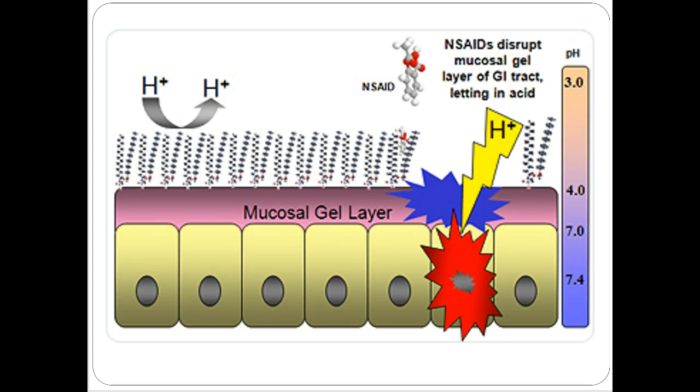So the concept of GI bleeding: we have a decrease in housekeeping prostaglandins. If that prevents this mucosal gel layer from forming appropriately, you can end up with hydrogen ion exposure directly to the cells, which can cause damage, and that's how you can end up with GI bleeding. Normally, this only happens if people take NSAIDs at fairly high doses and fairly regularly. A one-time PRN dose is probably not going to have a huge impact on this process, but it's still theoretically possible.